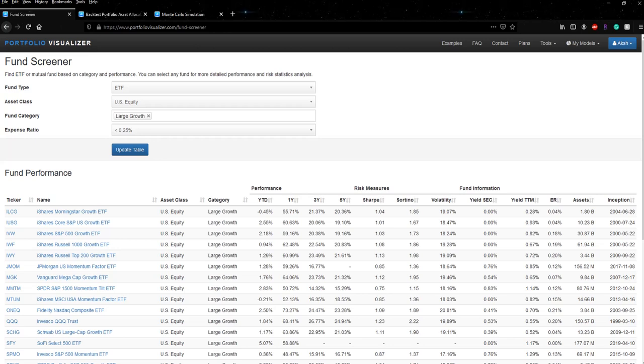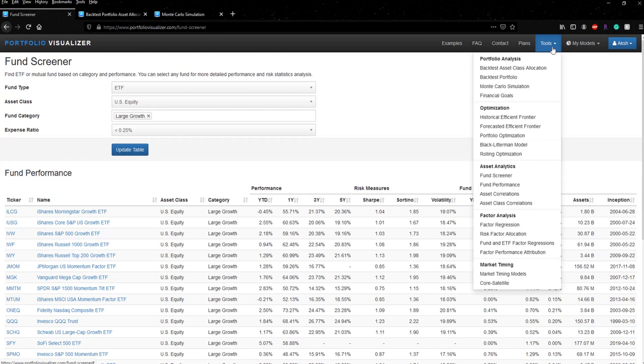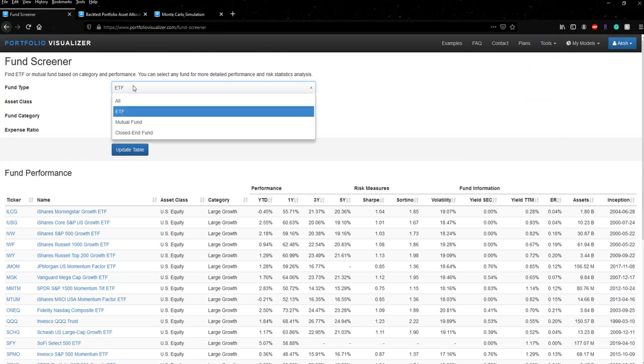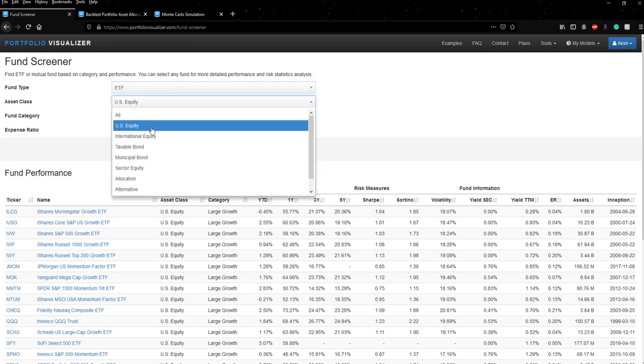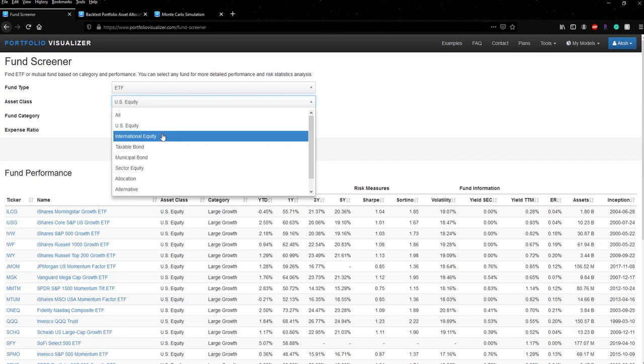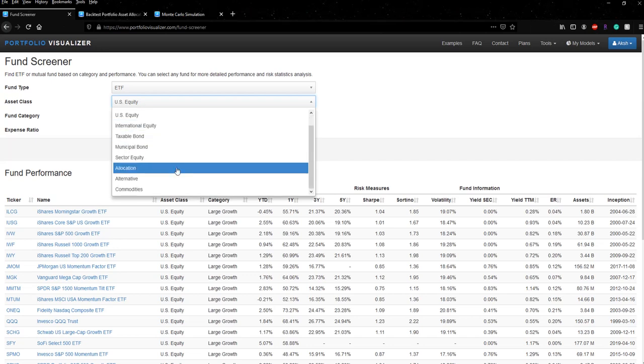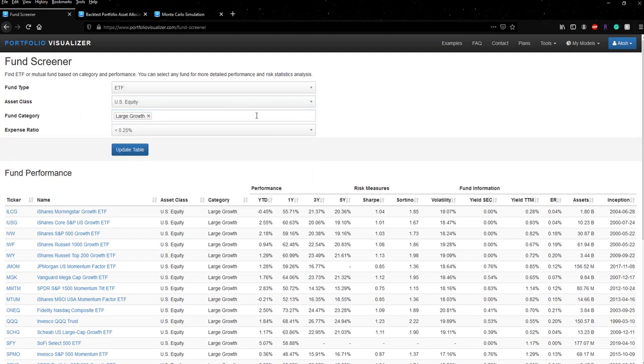So if you go on Portfolio Visualizer's website, you could utilize the fund screener from the tools section, and then figure out different ETFs, mutual funds or closed-end funds by equity type. For example, I chose US equity. You could choose international equity. It is all dependent on your allocation. If you want to invest in bonds, or alternative investments, commodities, this section will show you different ETFs, and I chose growth.